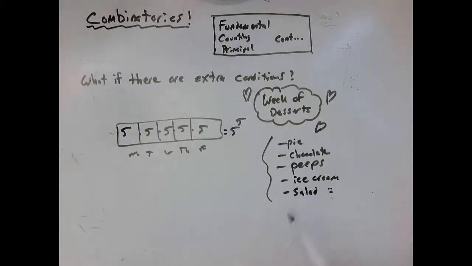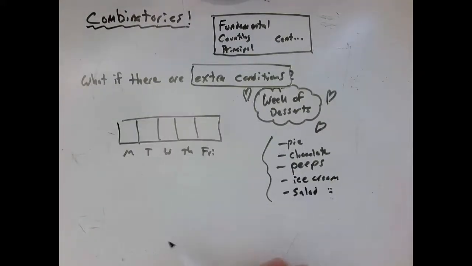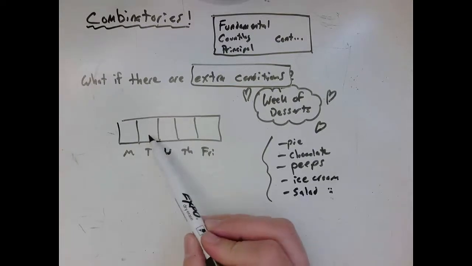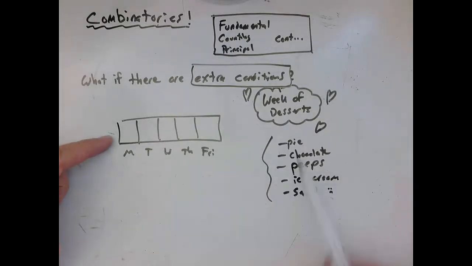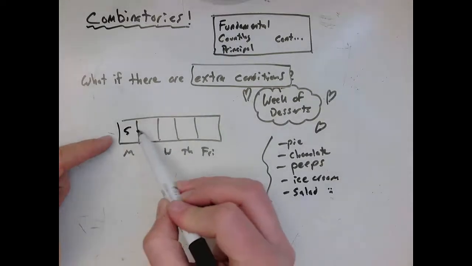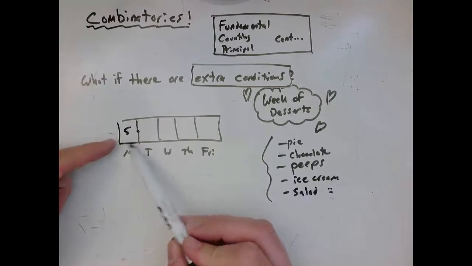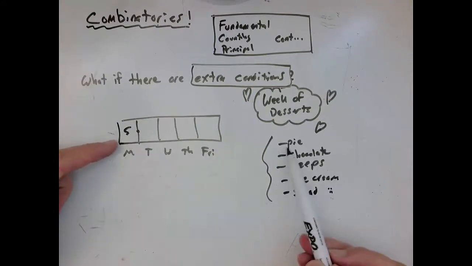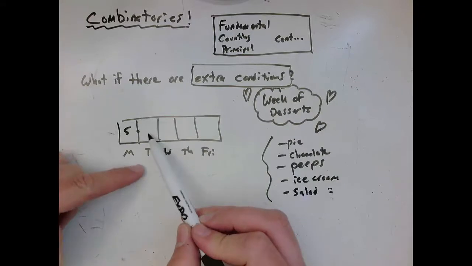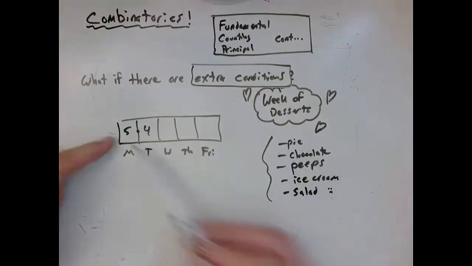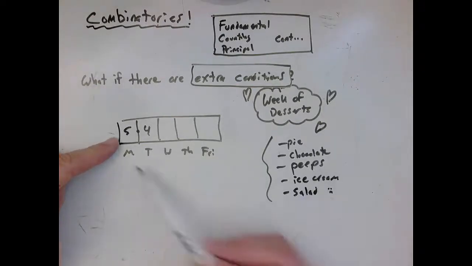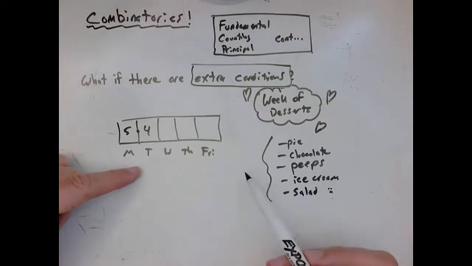Okay, but what if I want to impose some extra conditions? What if I don't want to eat the same dessert twice in a row? That's going to affect the number of options I have for each new day. So on Monday, I could still choose any of the desserts, so I've got 5 options. But then on Monday, I've already made a choice of one dessert. So if I chose pie, now I only have 4 options left on Tuesday because I'm not going to choose pie again. And if I chose Peeps on Monday, then I still only have 4 options on Tuesday because I'm not going to choose Peeps again.